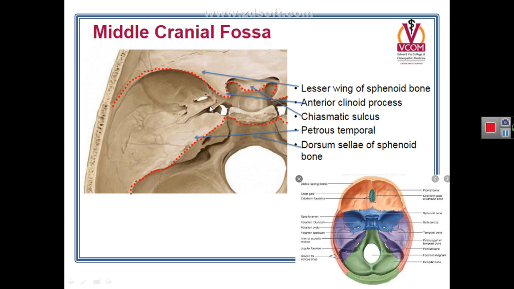Features of the lateral part of the middle cranial fossa. Here, the lateral part of the middle cranial fossa is connected anteriorly with the orbit by a space deep to the lesser wing of sphenoid. So here, deep to the lesser wing of sphenoid, we have a space which is called the superior orbital fissure that connects the middle cranial fossa anteriorly with the orbit.